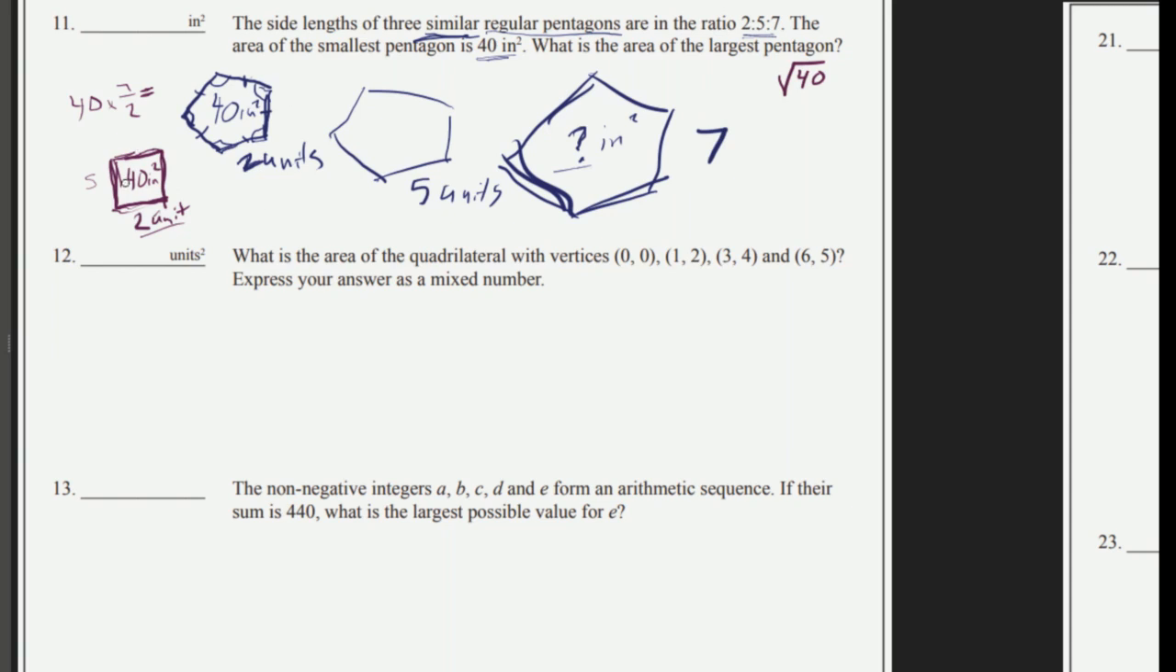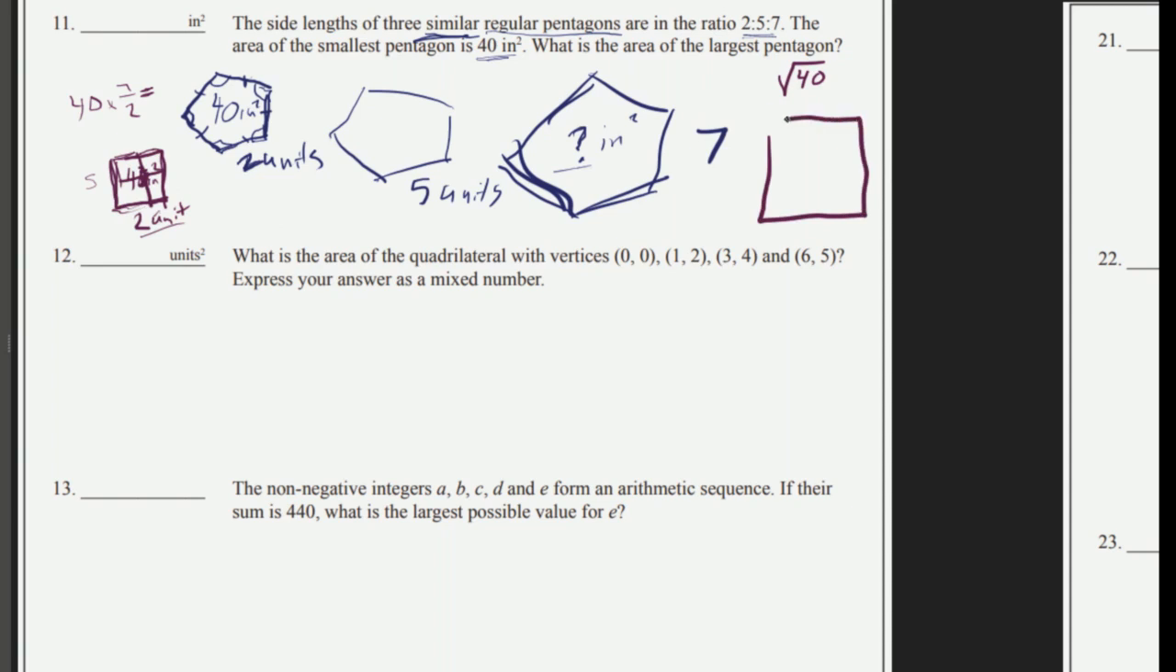Let's change it. Let's not use 40. Let's just use 4 for this square problem, because that makes it really nice, right? 2 units and 4 inches squared. Now the units are just inches. All right, and then let's say we go up to 7, right?